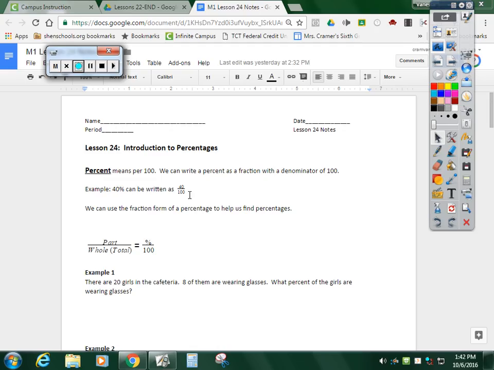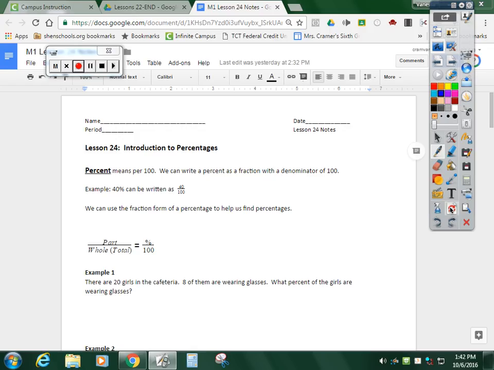We can use the fraction form of a percentage to help us solve problems. Okay, that's really what we're going to be doing today. Hopefully it's changed on the students' sheets too before we teach this. Part over a whole is percent over 100. This is really what we're going to be working on.